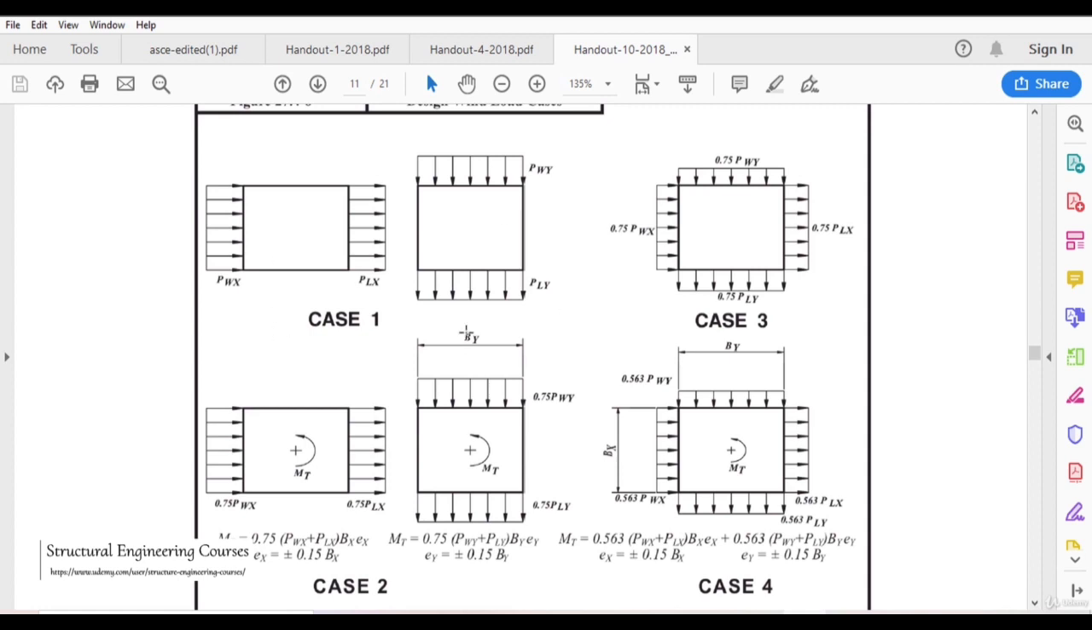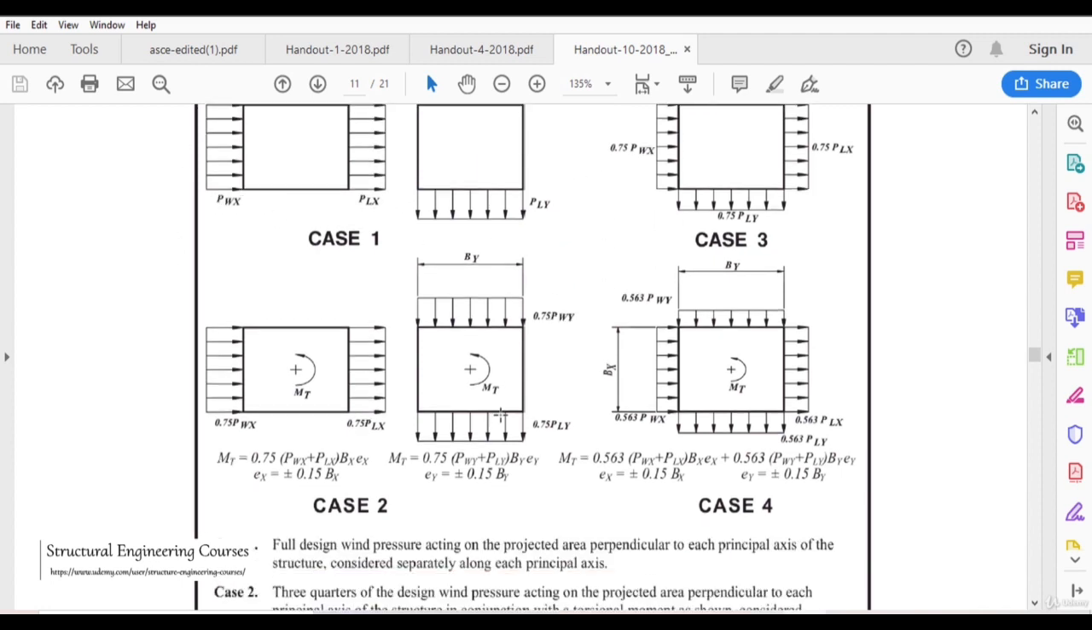When the wind is flowing from this direction, we can apply UDL on this face, on this face, and on these faces also. So PWX, PLX, PWY and PLY. This is case 1. Case 2 is where he has considered the torsional moment also. So here he has used 0.75 PWX, 0.75 PLX, 0.75 PWY and 0.75 PLY.